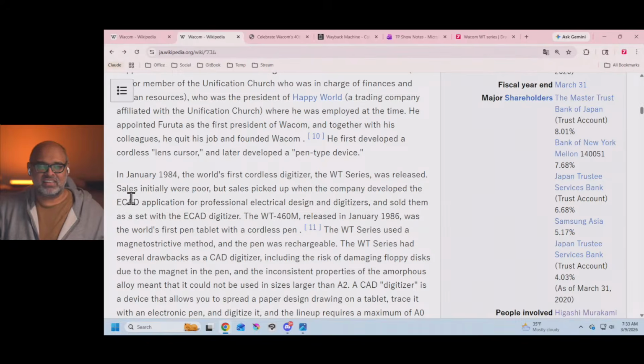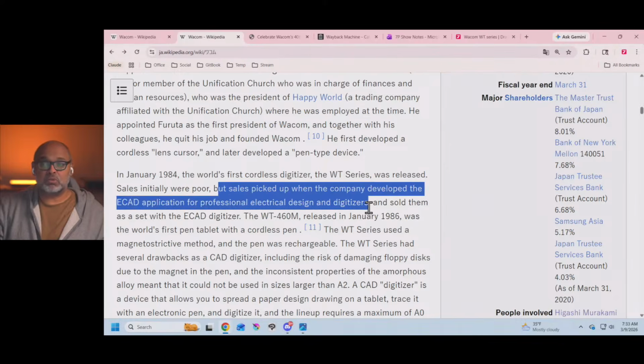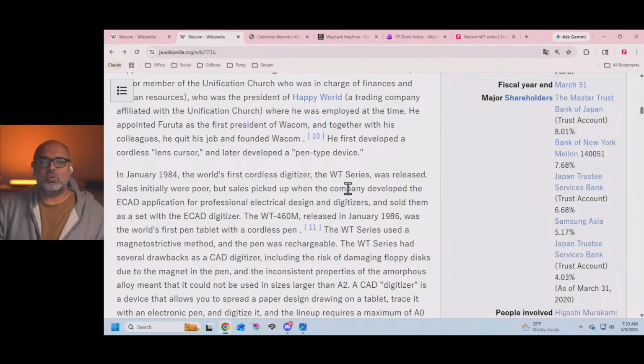Because this is for CAD and people doing, I guess, I don't know exactly what electrical design is here, but this is not typical drawing stuff. Another thing which is going to show up later is this comment here, which is subtle. Sales picked up when the company developed the ECAD application and sold them as a set with the digitizer. So what does this tell you? The application drove purchase of the device. You're going to see this pop up at least one more time in this stream.